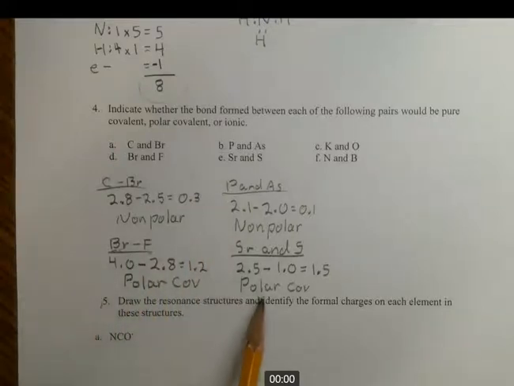So this is telling us polar covalent, so strontium and sulfur would be polar covalent bonds, even though one is a metal and one is a nonmetal, and for the entire course we've been saying that would create an ionic bond. It's fairly close to an ionic bond, but not really that close. So this is actually a polar covalent bond.